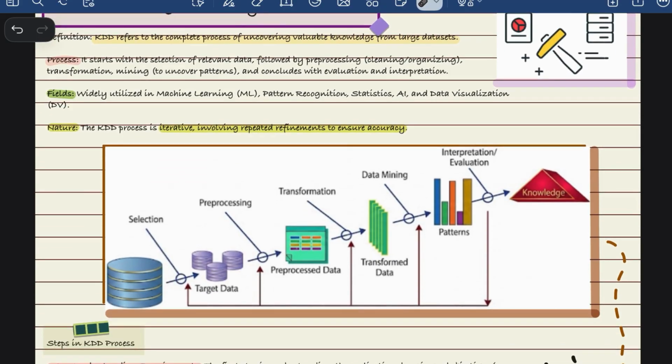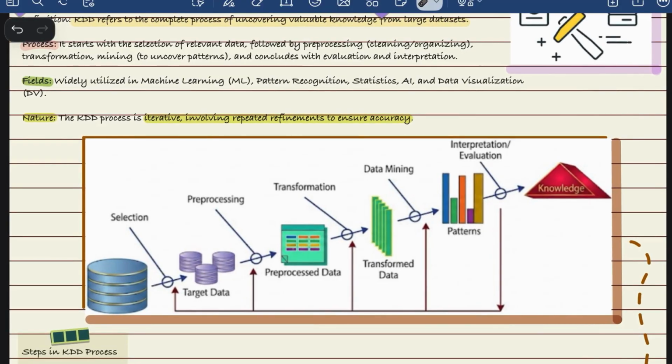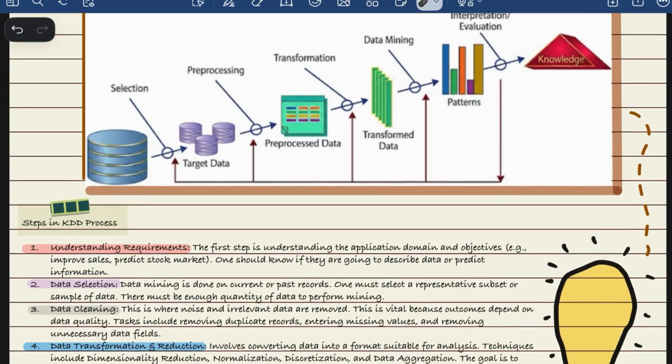So now we'll discuss this step. This diagram is very important. You need to visualize it, jot it down, or take a screenshot, but in the answer of KDD you need to make this diagram as well.